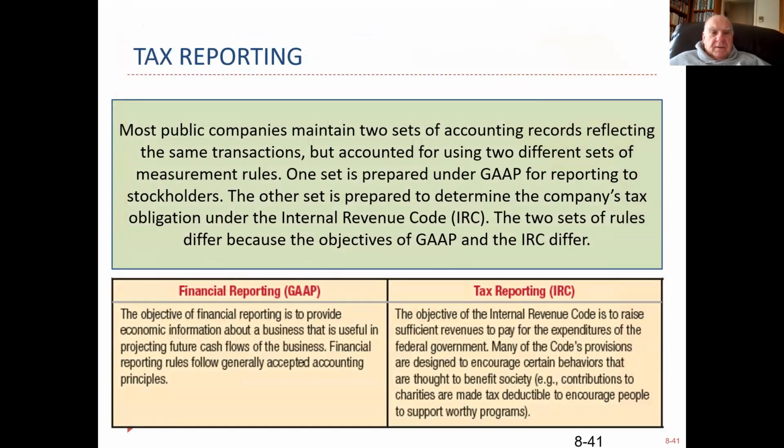Tax reporting, we're not going to do much with this. One set is prepared. In fact, I'm going to skip this. I'm guaranteeing you right now, you have the Bob's Magula, New Jersey guarantee. This won't be on the test.